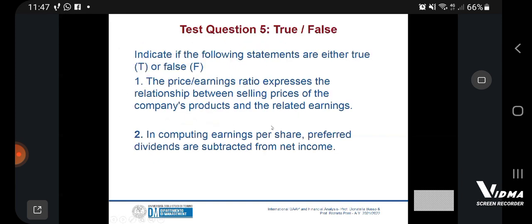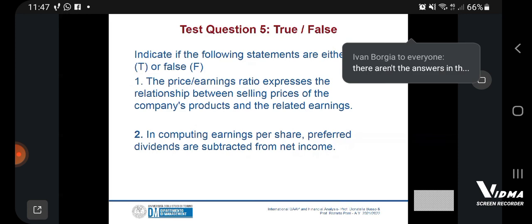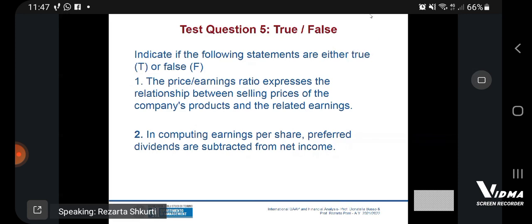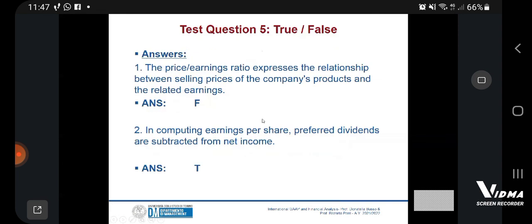Now I have indicated whether the following statements are true or false. The price-earnings ratio expresses the relationship between selling prices of the company's products and the related earnings. That is completely false, obviously false. Yes, it is, even in the next slide. Here it is.